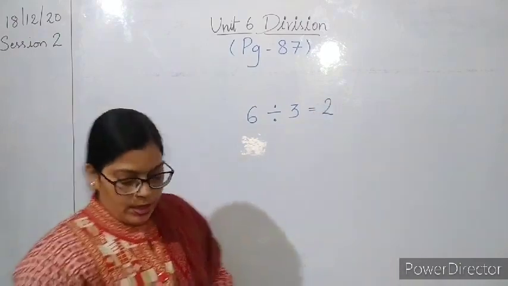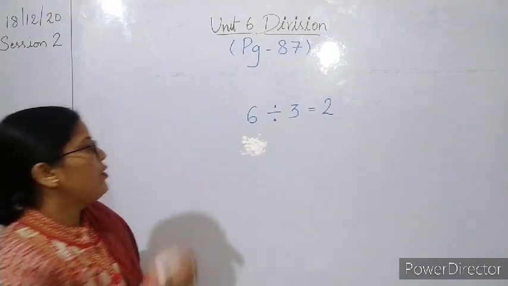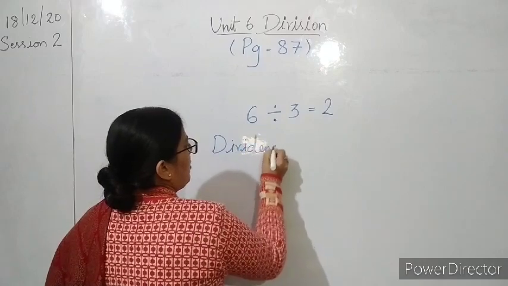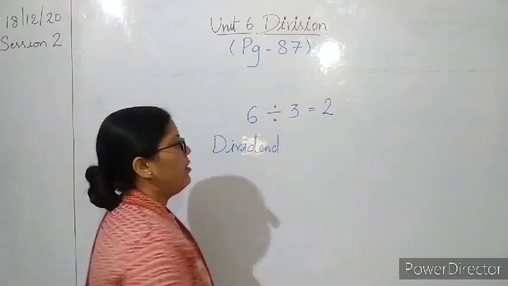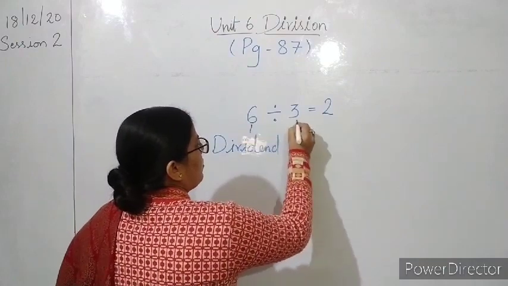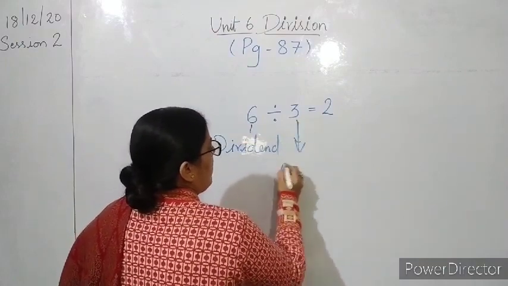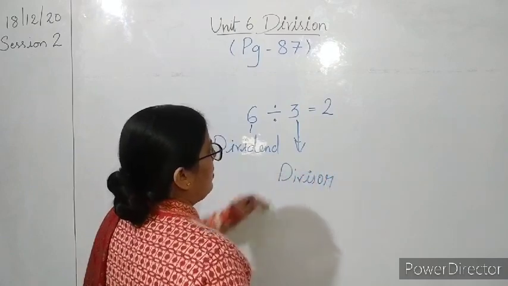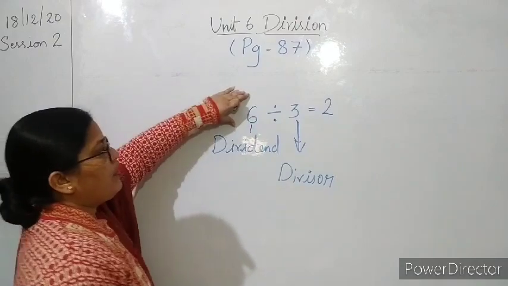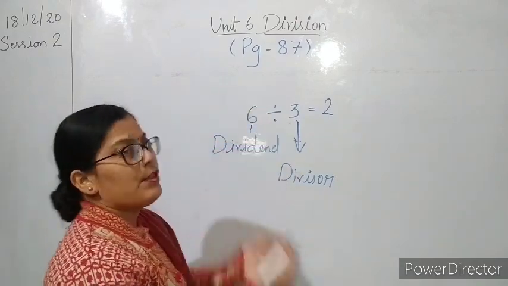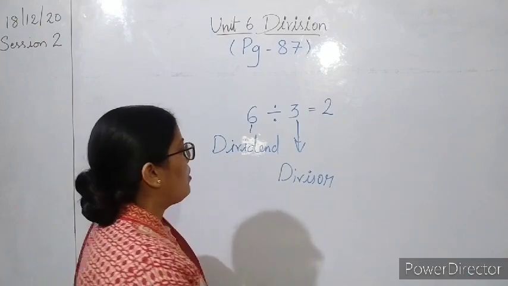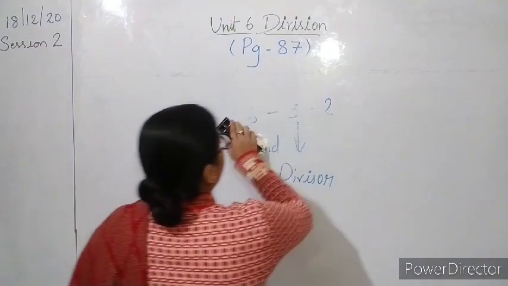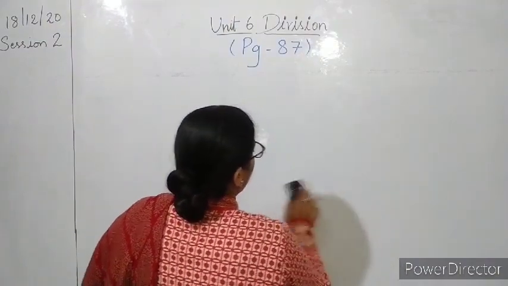Now here, what is the 6? You know the 6 is the dividend. This is the number which we have to divide. You know that 3 is the divisor. This is the number which we have to divide, and this is the number by which we divide. Now what is dividend and what is divisor?